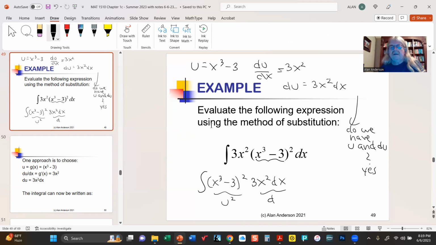Uh-oh, what just happened? I think my tablet just froze up. Hold on one second. It happens. It's not a great tablet by any stretch of the imagination.